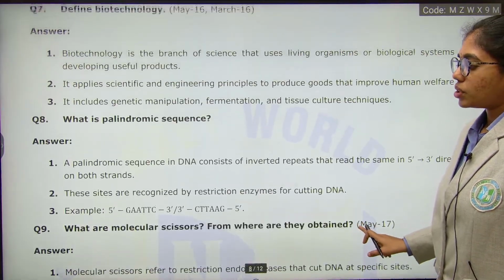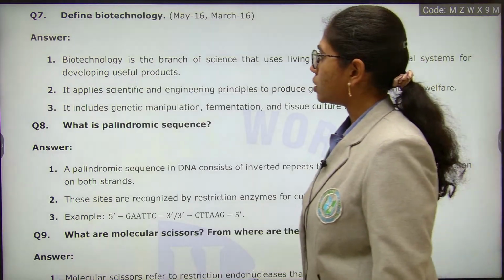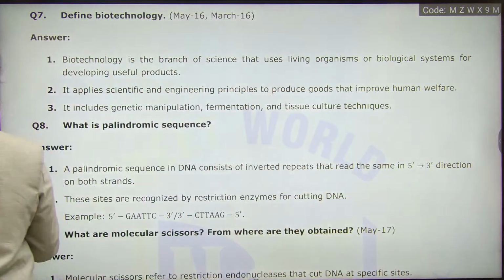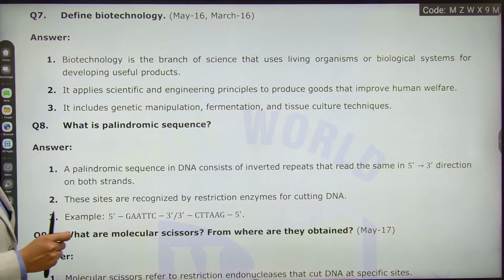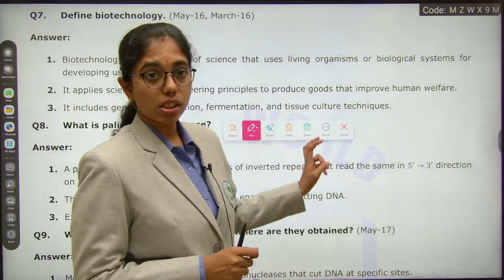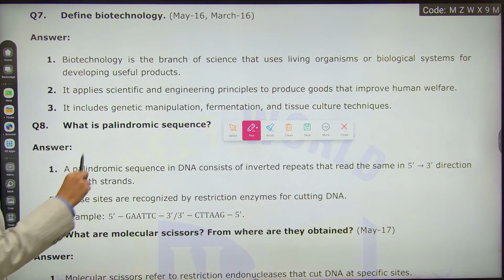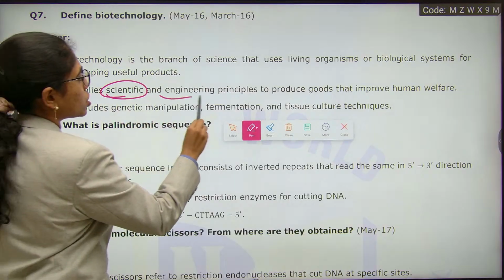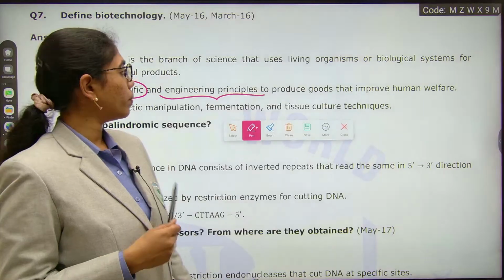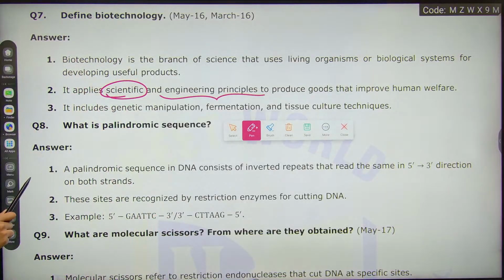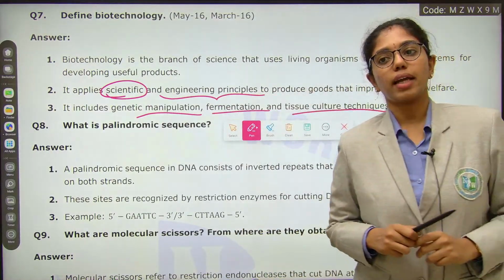Next, the question is on biotechnology and palindromic sequences. Look at this first question. Biotechnology is the branch of science that uses living organisms or biological systems for developing useful products. It applies scientific and engineering principles to produce goods that will improve human welfare. It includes genetic manipulation, fermentation and tissue culture techniques as well.